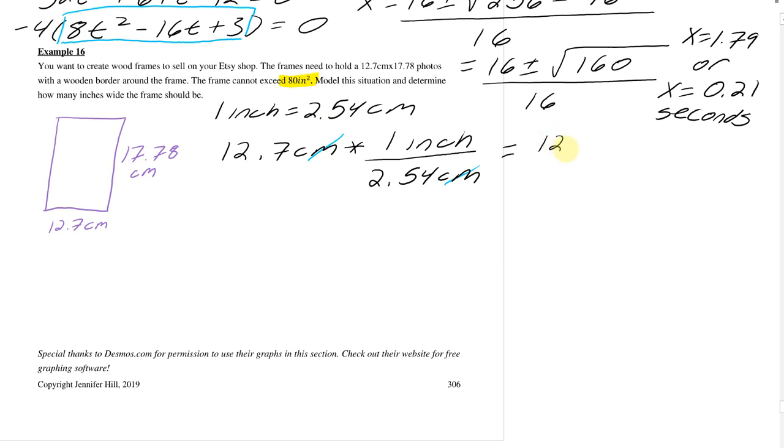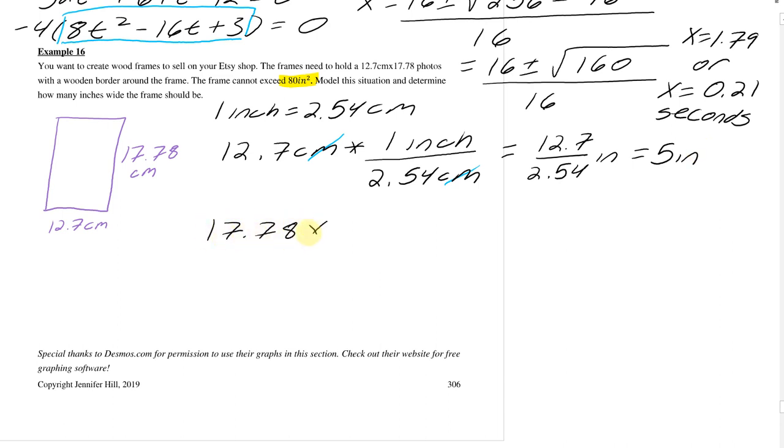Now I can see what I need to do. I need to take 12.7 divided by 2.54, and that will get me to inches, which comes out to 5 inches. Okay, so that's the first one. Now let's do the other one.